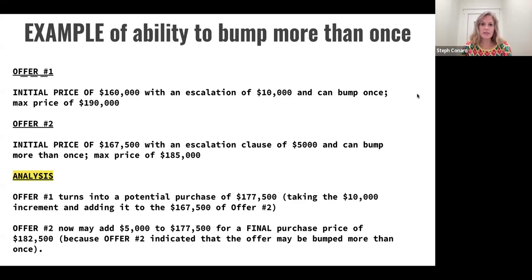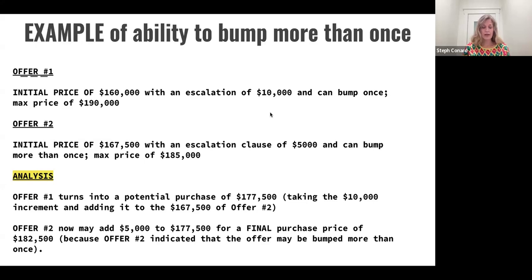Okay, we included these examples of what it looks like when you have the ability to bump an offer more than once. I think I got this directly from a WRA attorney. So we've got offer number one, we've got offer number two. In offer number one, we've got an initial price of $160,000 with an escalation of $10,000, and it can bump once up to a max price of $190,000. On offer number two, we've got an initial price of $167,500 with an escalation clause of $5,000 and can bump more than once with a max price of $185,000.